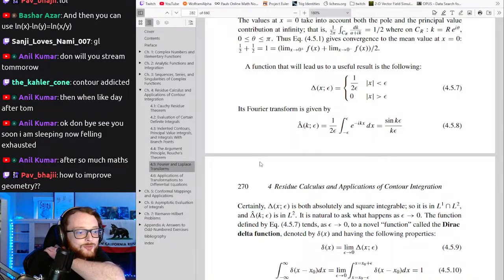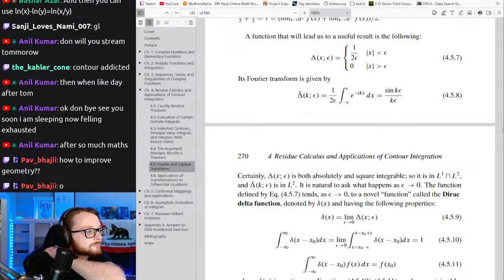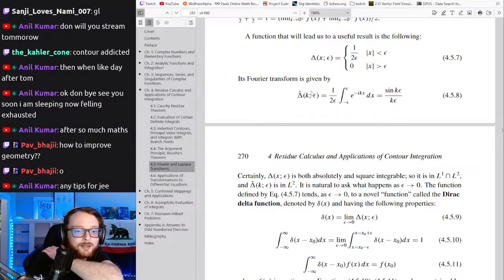How to improve geometry? Just like anything else, all you can do is practice. It's not really a trick. Any tips for JEE? I do not have any tips. No, I'm sorry. I can hardly tell the questions for myself.